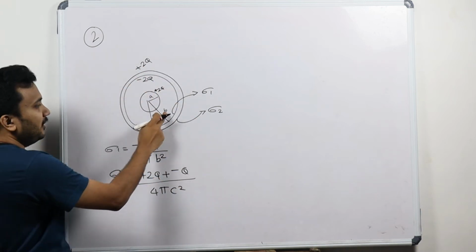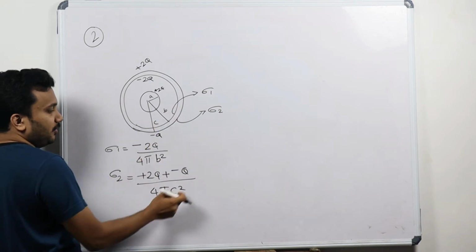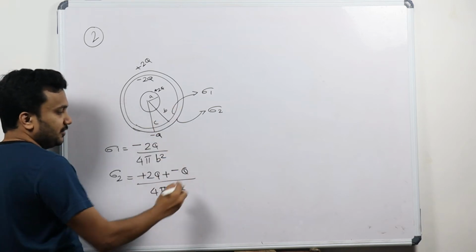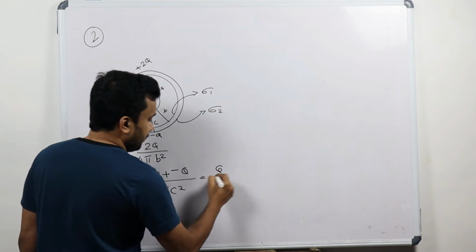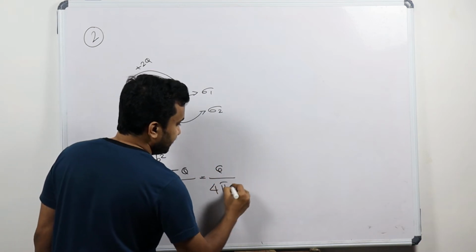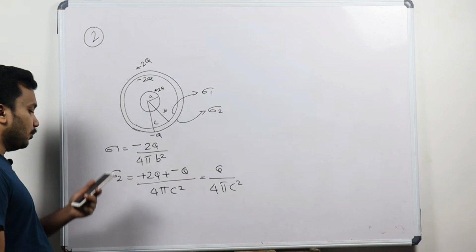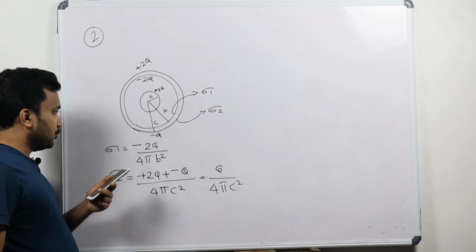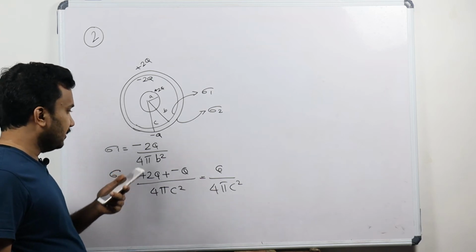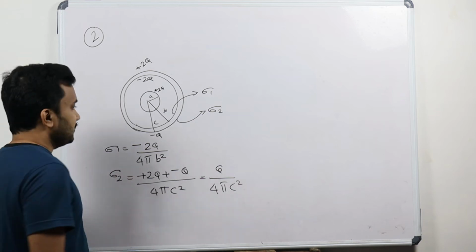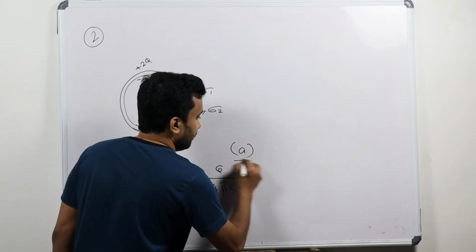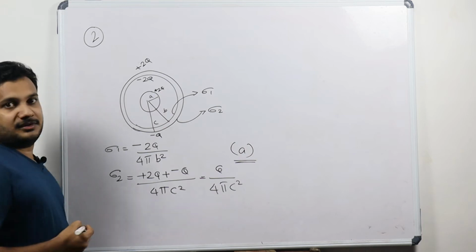Okay, the inner one has radius b, the outer one has radius c. So this has no change, this we can simplify. So this becomes q divided by 4 pi c square. This is the answer, sigma 1 and sigma 2. So minus 2q divided by 4 pi b square and q divided by 4 pi c square. This matches your option number A in the second question.